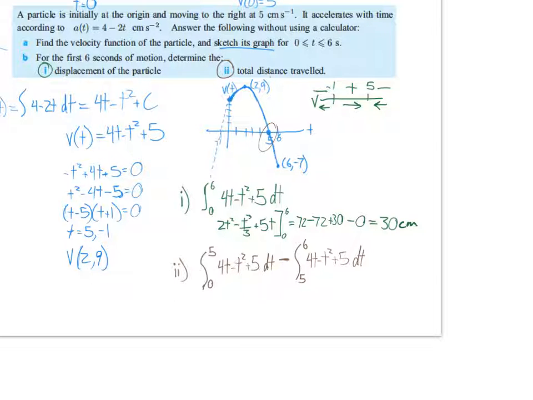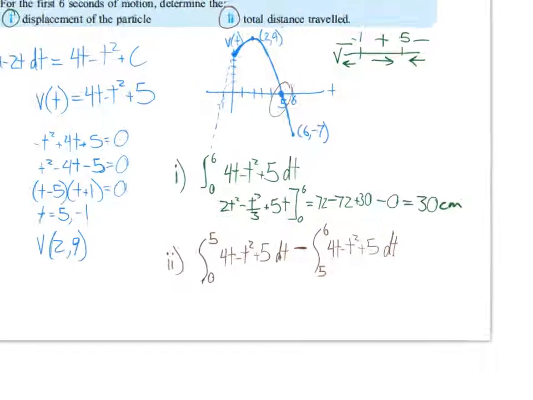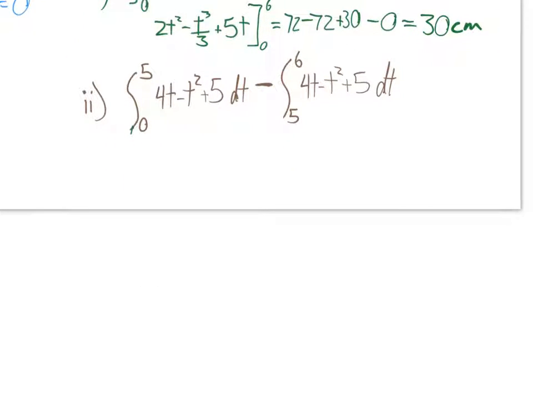On the bottom here, we're finding total distance traveled. So we've split this up. We were going in the positive direction from 0 to 5. Then we were going in the negative direction from 5 to 6. So that's why we're subtracting that. Or we could say plus the absolute value, either way. And we'll be able to get this. So we already know the integral is 2t squared minus t cubed over 3 plus 5t. We're going to integrate that from 0 to 5.